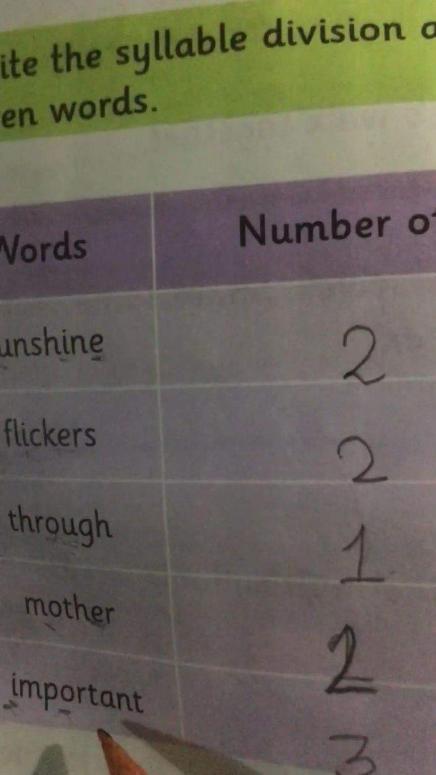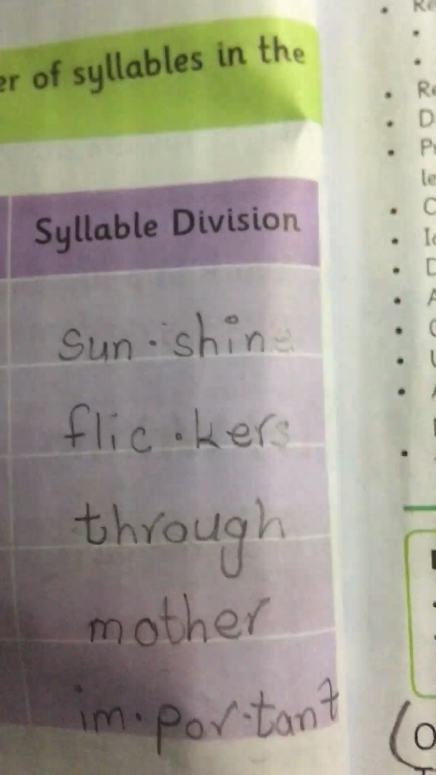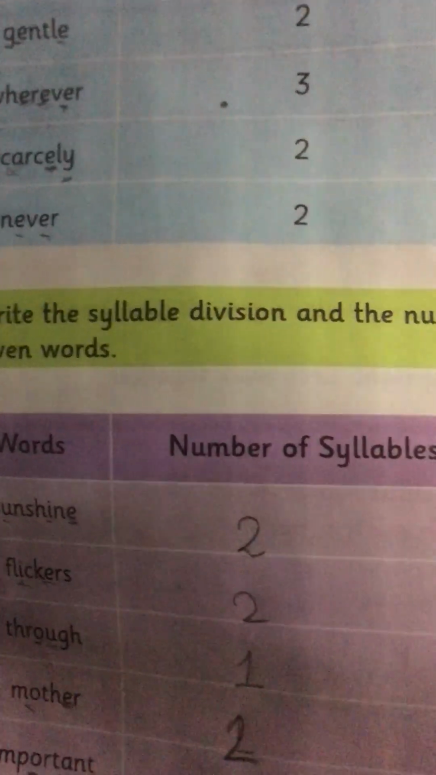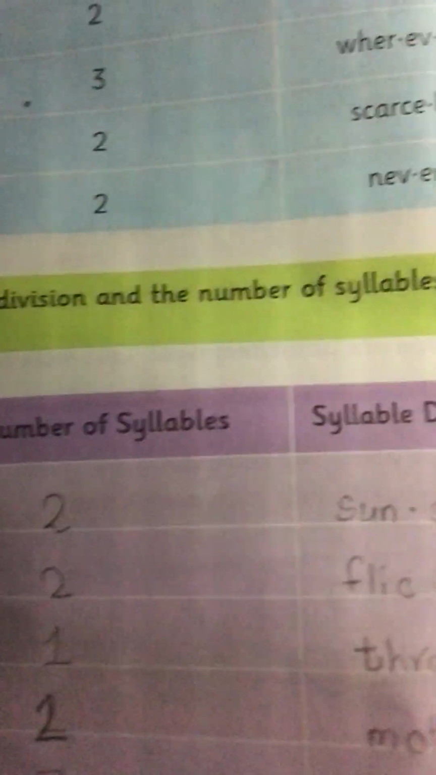Important. As you can see, I, O, A. Three vowels are written here. So it is a three syllable word, and that's why important. So I hope you will get the idea of syllables, why the word is divided in different syllables.